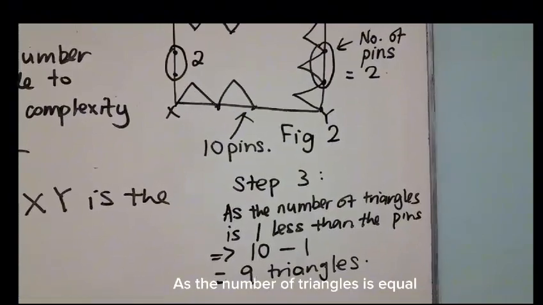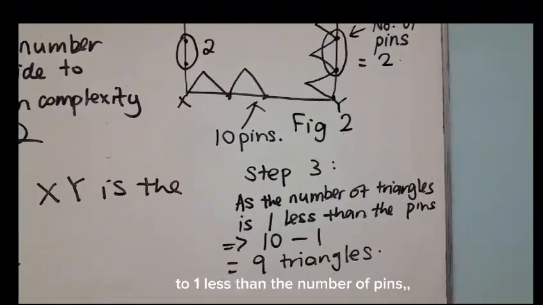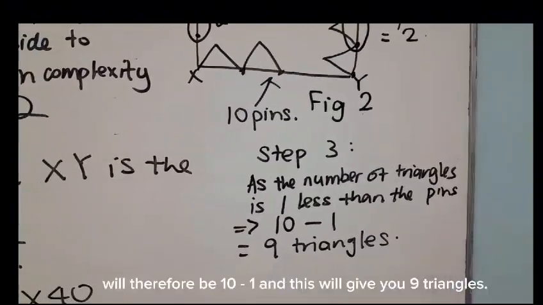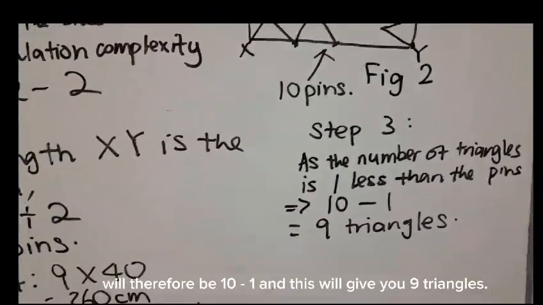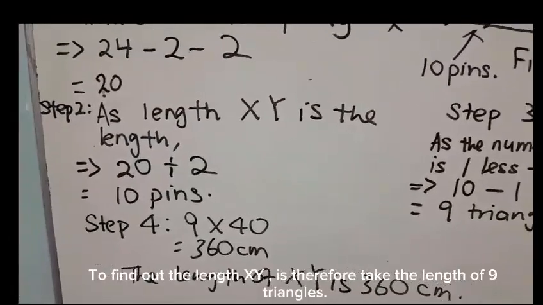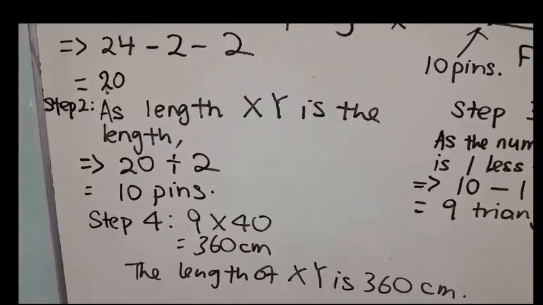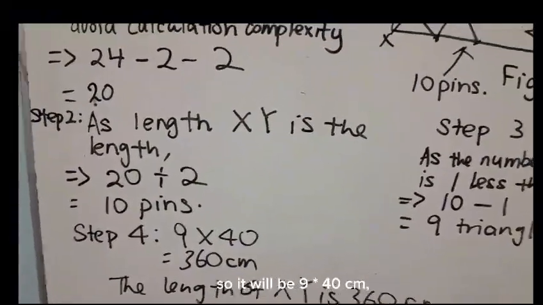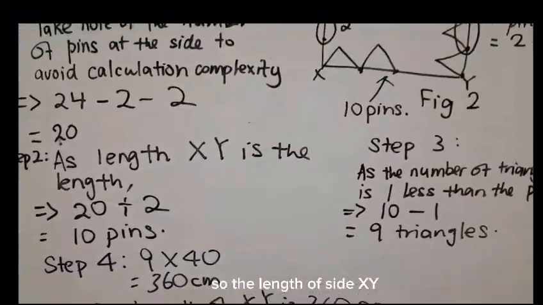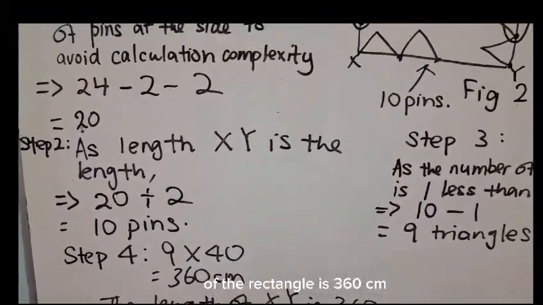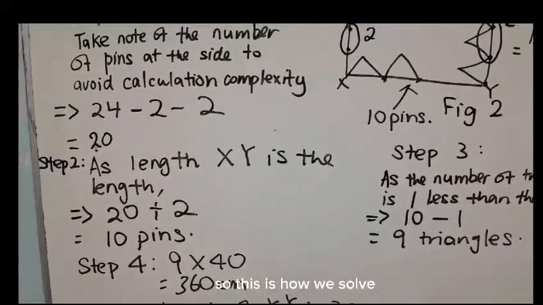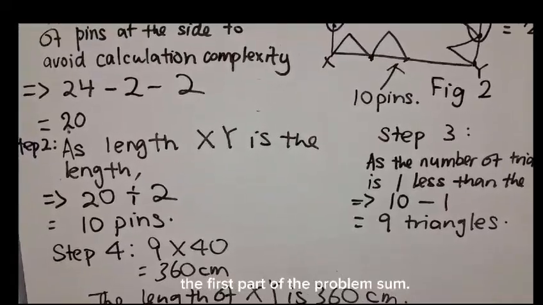As the number of triangles is 1 less than the number of pins, the number of triangles on XY will therefore be 10 minus 1, which gives you 9 triangles. To find out the length, we take the length of 9 triangles. So it will be 9 times 40, and this gives 360 cm. So the length of XY of the rectangle is 360 cm. This is how we solve the first part of the problem sum.